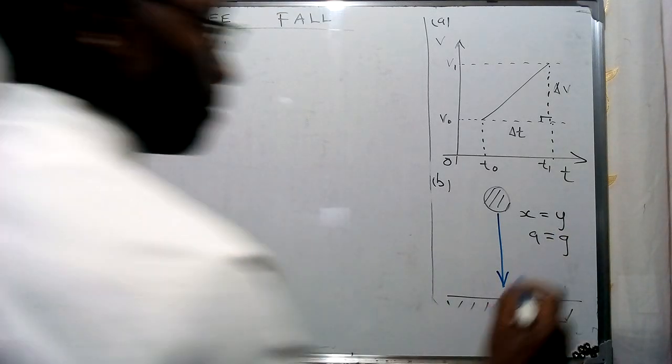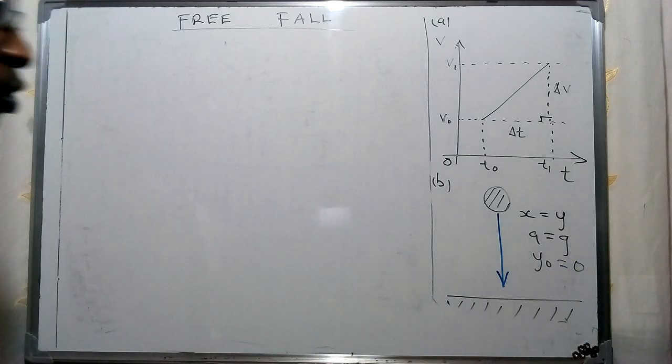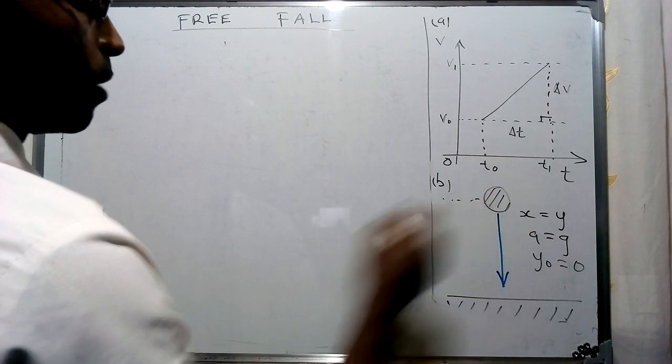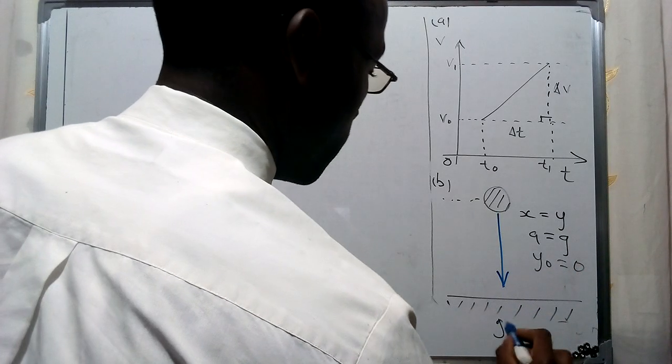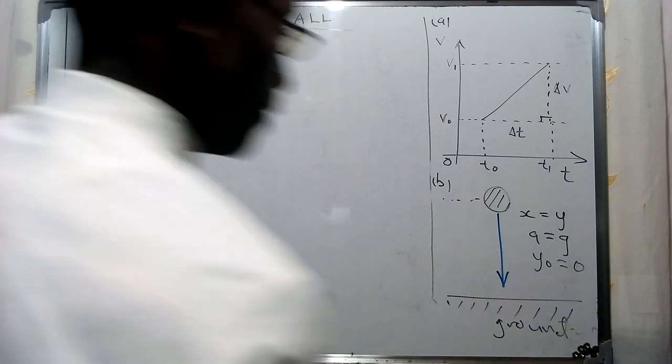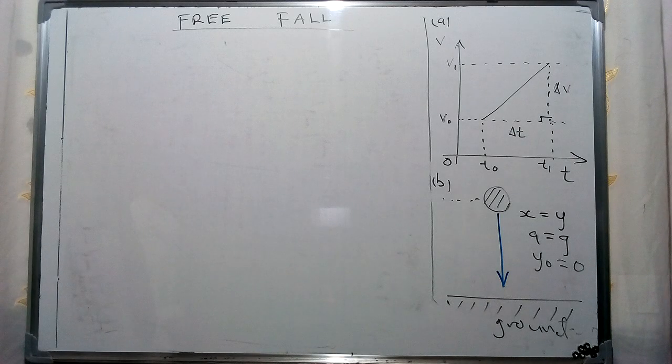And then we shall have this specific initial position, which is going to be the point at which this object was released. It's going to be 0. And this is going to form our ground level, given as that one. So this object is going to be moving towards the ground level.